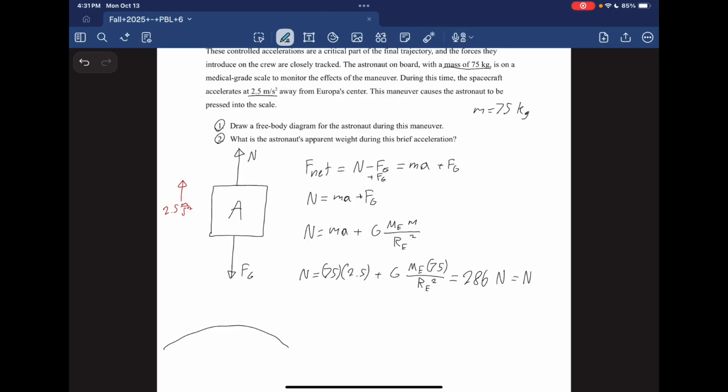This is the exact same method you would use for an elevator problem. Somebody's accelerating upward in an elevator, or downward in an elevator, and so you can determine the apparent weight using this same method. Though in this case, the force of gravity obviously would not be this, it would be mass times 9.8 meters per second squared.